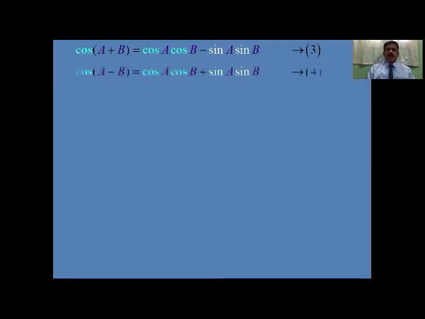Now I am going to consider the third formula and fourth formula to derive the following formulas. That is cos of a plus b equal to cos a cos b minus sin a sin b. Cos of a minus b equal to cos a cos b plus sin a sin b. Same as the sine formula, whatever process we have done, the same we are going to do here also to derive the formulas.